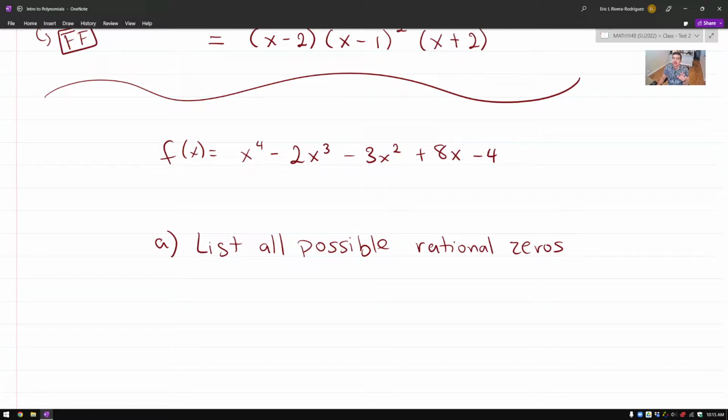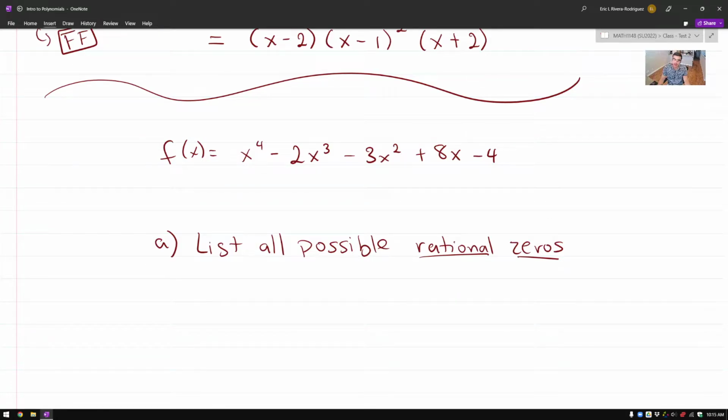Okay, rational zeros we are going to talk about more in depth later. Okay, but this is just a preview of what we are going to be learning and doing with our exercises. Okay, so how do we get the list of all possible rational zeros?